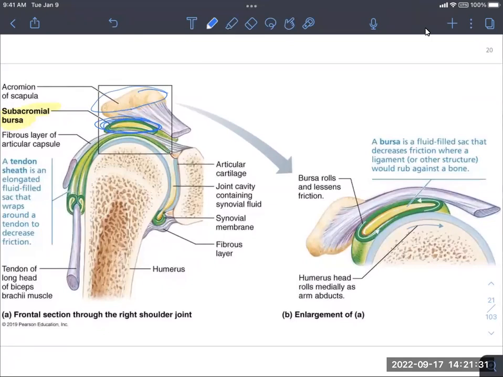We have our biceps muscle in the front of our arm. If you're in the anatomical position, it is the front of your brachium or the front of your humerus. Well, when that tendon comes up into the shoulder to attach at the top, it has a tendon sheath or a bursa that helps to let that tendon glide more smoothly in your joint as you do things.